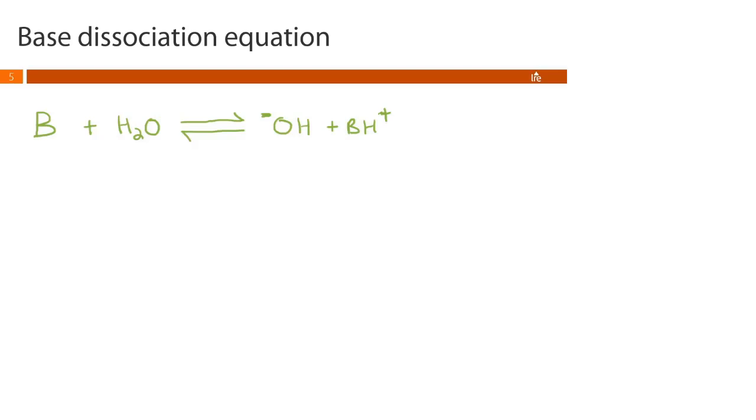BH+. Okay, so at this point, I want you to go ahead and pause this video and see if you can come up with an equation for our base dissociation constant, Kb. Okay, so our base dissociation constant is just another equilibrium constant. So it's going to be equal to the concentration of our products divided by the concentration of our reactants. So we're going to have the concentration of hydroxide ions times the concentration of BH+, which is our conjugate acid, divided by the concentration of base.